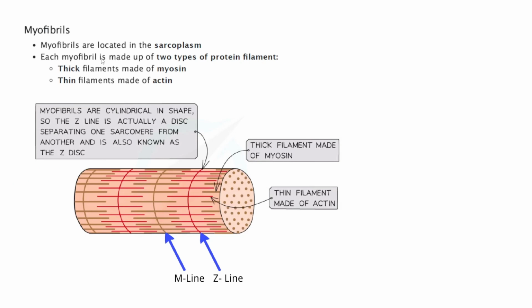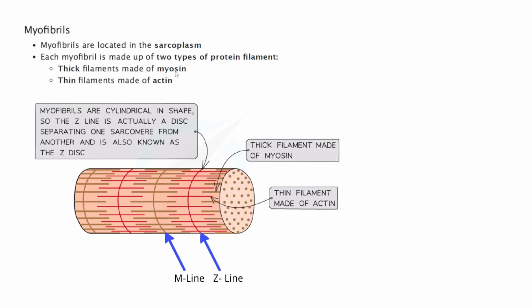As I told you, each myofibril is made up of two types of protein filaments. Remember these two types of protein filaments. They're essential for this chapter. The thick filaments and the thin filaments. The thick filaments are called myosin, and the thin filaments are called actin. So remember, these two filaments are really, really important.